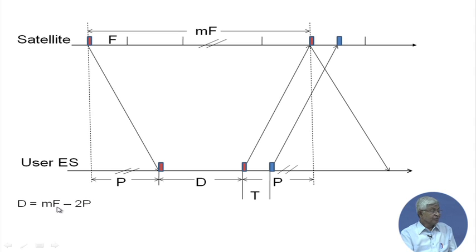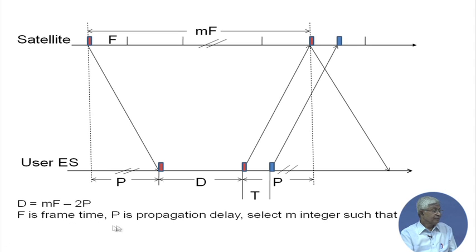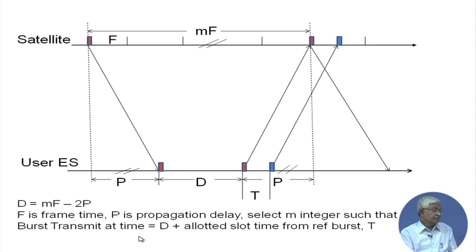Then the frame time is known to you. So, only this small m, which is the integer number of frames, and d are unknown. So, you have to iterate this, where f is the frame time and p is the propagation delay: select an integer m such that d is less than the frame time, and then once you know that, the burst transmit time with respect to the reference burst is d plus the allotted slot time t. So, from the reception of the reference burst, d plus t is the time when you are transmitting.